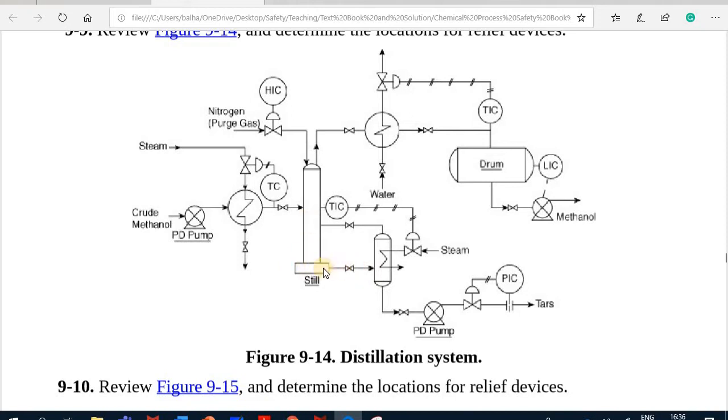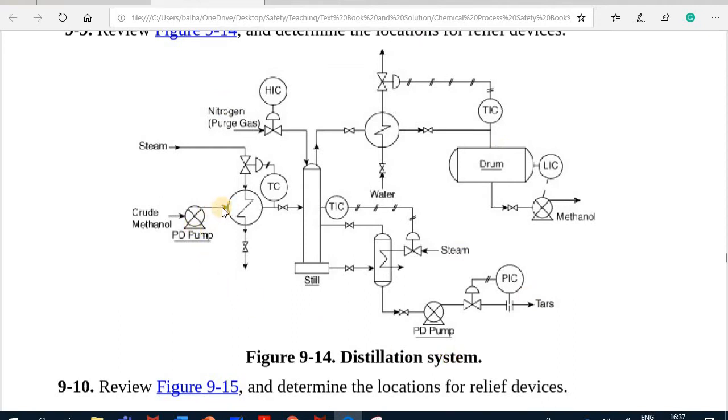Before you send that to tars, what happens here is the reboiler section, where you put steam in and you try to reboil the bottom, back into the distillation column, so you can have more separation and hence more distillate and more tars. Okay, so where are the areas where we can have our relief valves?